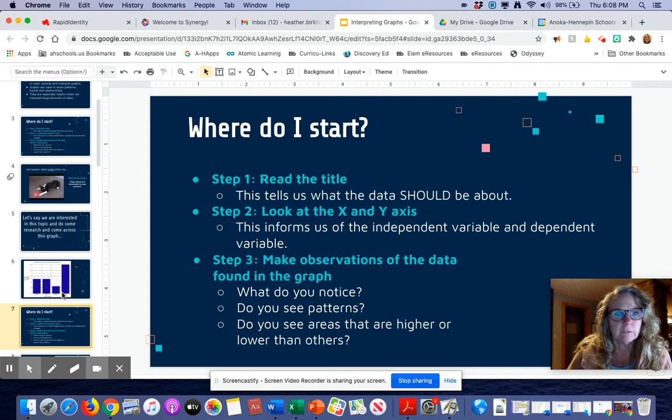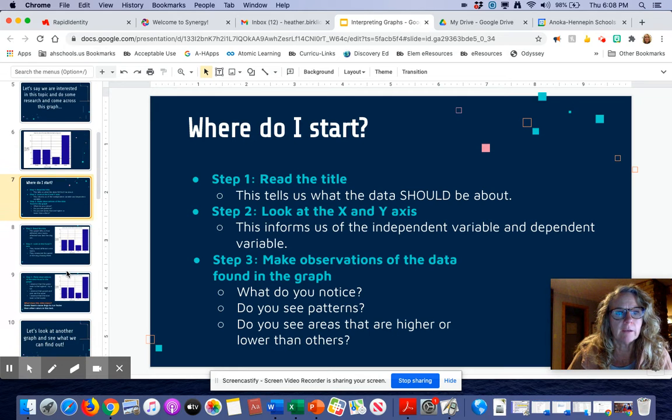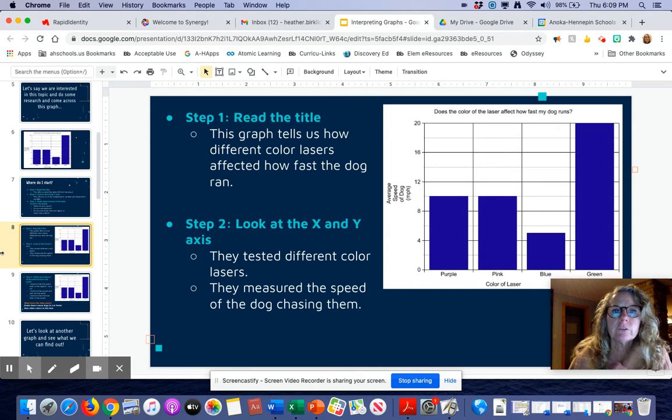So what does the title tell us? And then we want to look at the x and the y-axis. So let's go ahead, and then we're going to look at some observations about the data. So first of all, this graph tells us how different colored lasers affect how fast dogs run. We can get that by looking at the title.